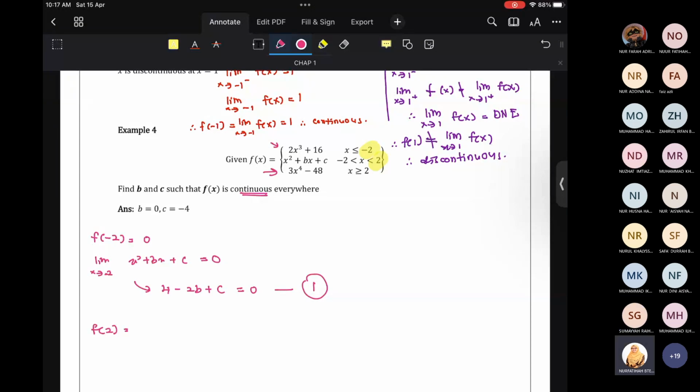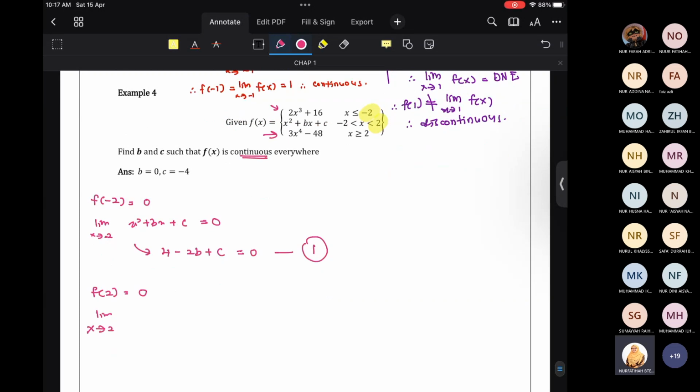Okay, and then since it's continuous, limit x approaches 2. You substitute x into the limit, x approaches 2. We will use the second equation too. So x squared plus bx plus c, you will get this equal to zero because it says the limit is continuous.